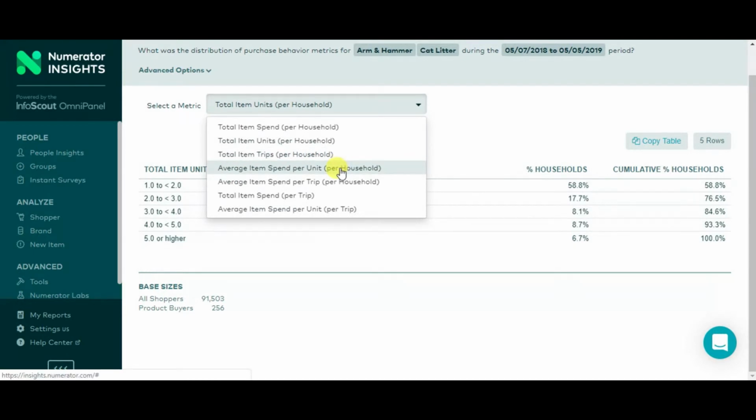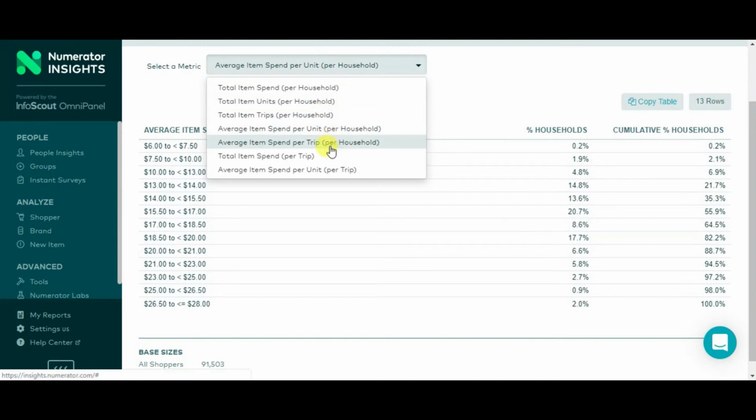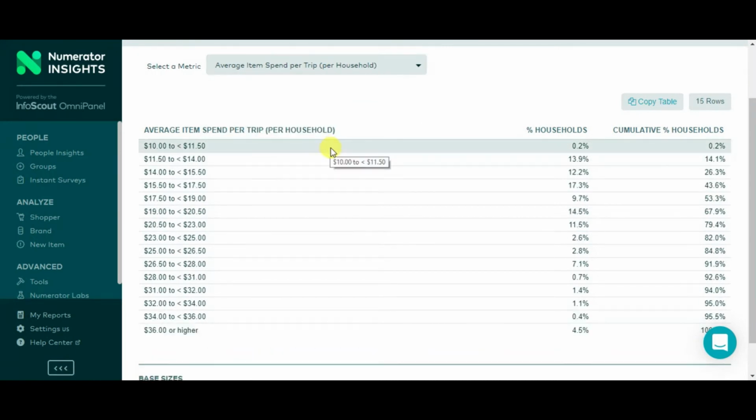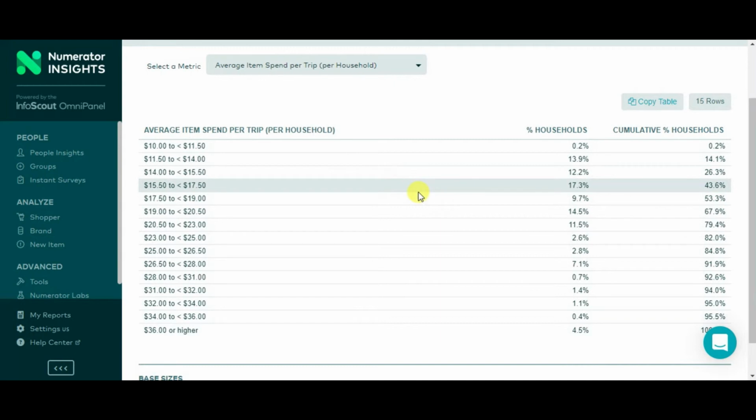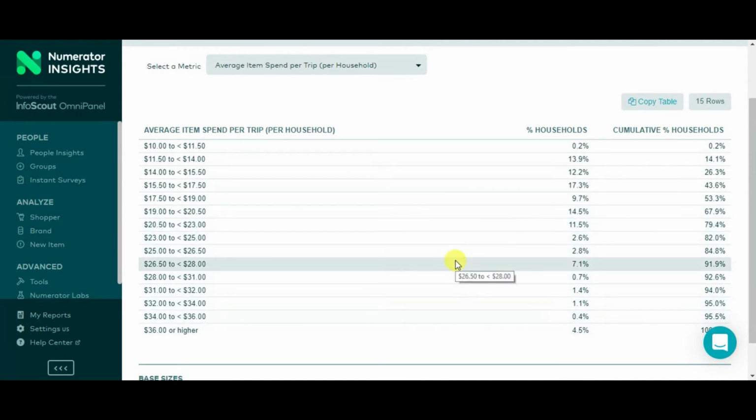Then we could even look at average item spend per unit per household, which will roughly get us to how much they're spending each time they purchase a unit. So it looks like the max here, 20%, almost 21% of households are spending roughly $15.50 to $17 per unit on Arm & Hammer cat litter. But we also have about 18% of shoppers who are spending at least $18.50 per unit. We can also look at average item spend per trip. So we know that 20% roughly were spending more than $18.50. But this shows about 20% of people spending more than $20 per trip, meaning a lot of times people might be purchasing more than 1 unit per trip.